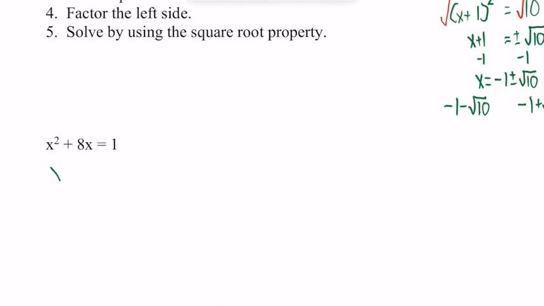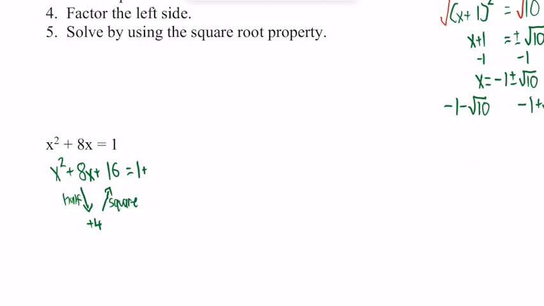Just to make it easier visually, I'm going to go ahead and rewrite this with the plus a blank space at the end of each side. x squared plus 8x plus a blank space equals 1 plus a blank space. Now the key step is we have a plus 8x, half of plus 8 is plus 4. And then when we take the plus 4 and square it, we get 16.